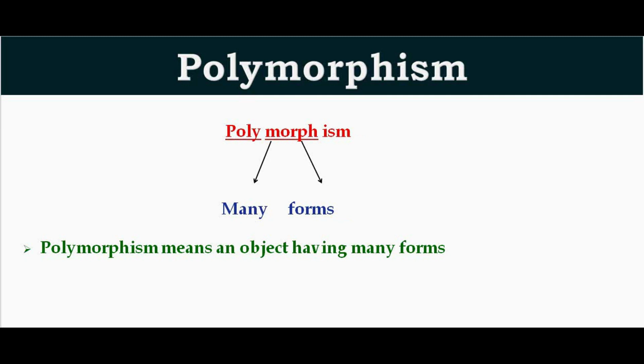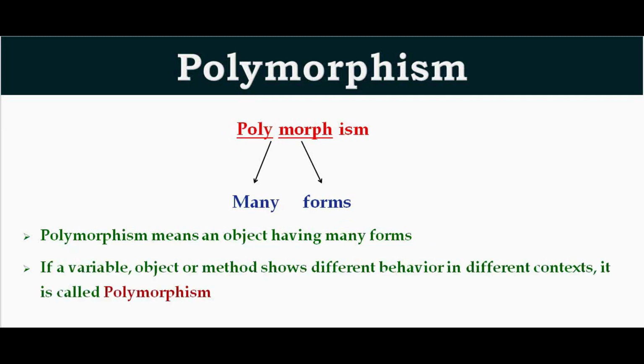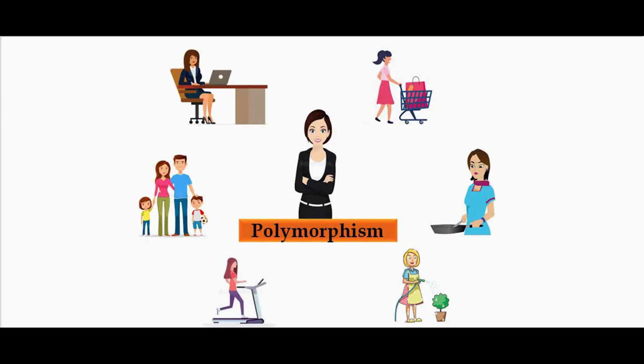As we all know, in Python, everything is considered as an object. Any object which has many forms is called polymorphism. So it can be a variable, an object of a class, or a method which shows different behavior in different contexts is called polymorphism. Consider the real life example.